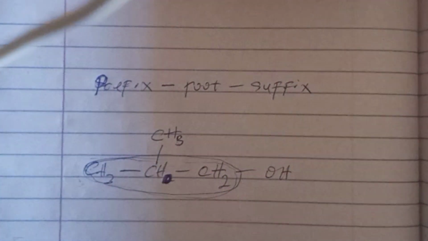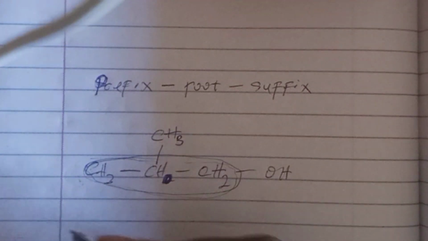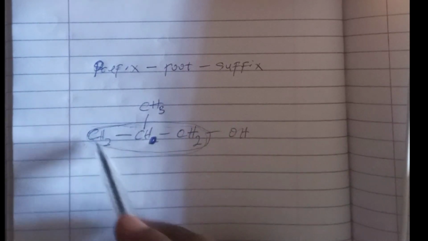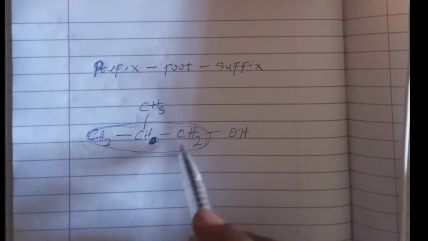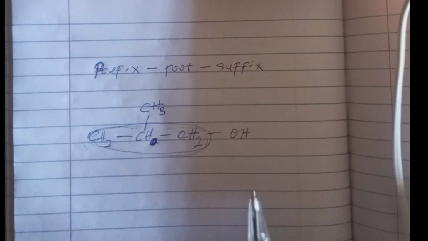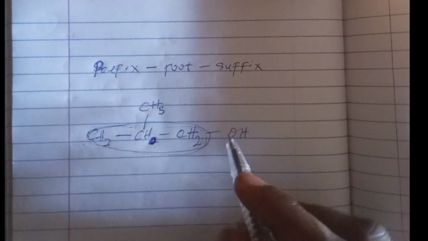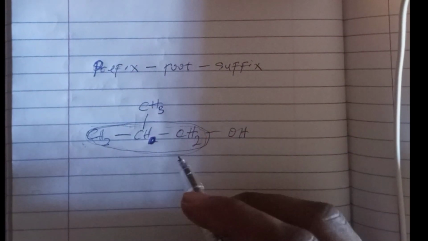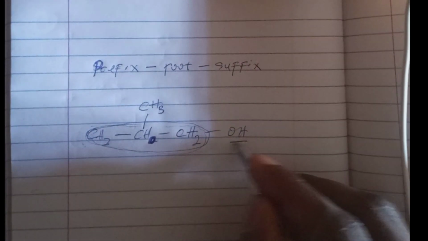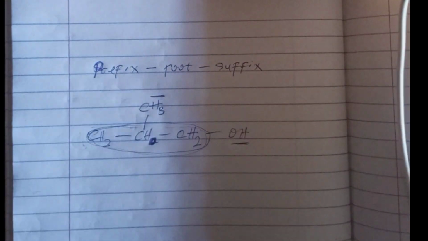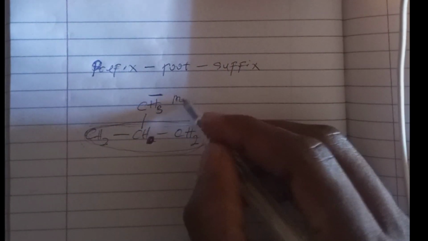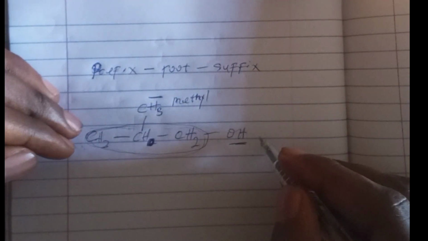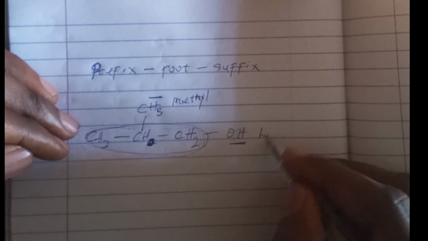After identifying the root, which is the longest possible continuous chain, the next thing for us to do is to identify the suffix. The suffixes are the functional groups that are attached to the root. In this case, we can see that we have two groups here: the methyl, and a hydroxy, which is an alcohol.